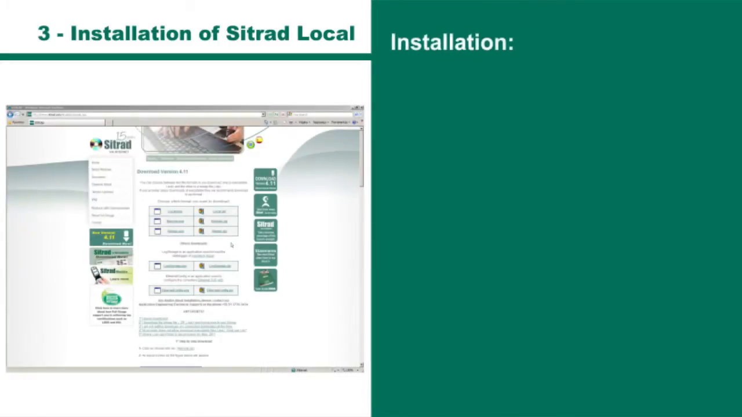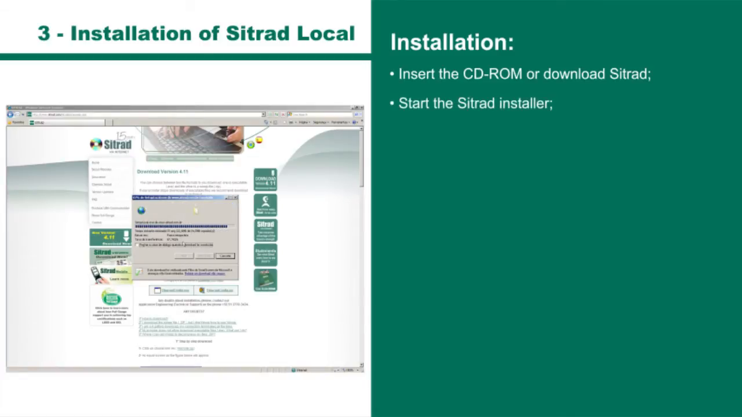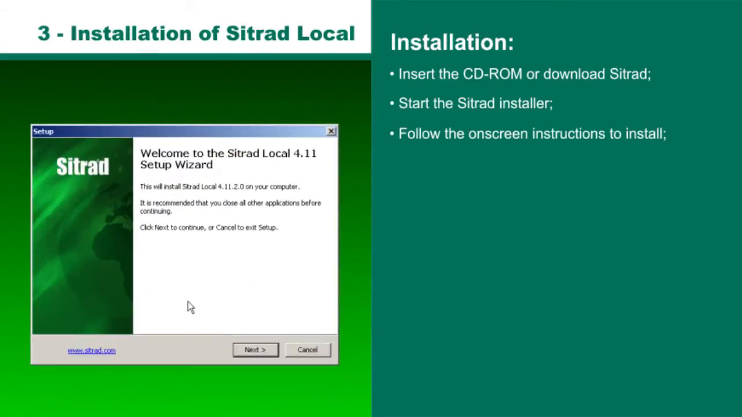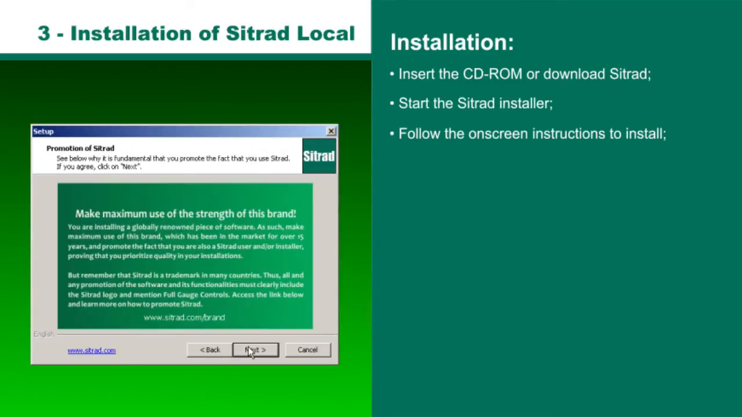Installation of Sitrad Local. Insert the CD-ROM or download Sitrad on the link below in video descriptions. When the CD-ROM is inserted, the installer automatically runs. If you've downloaded it, open the file to start the installation. Follow the on-screen instructions to install. If in doubt, refer to the manual or access the user's guide in the installation and configuration section. Other Sitrad modules are also available on the installation CD-ROM and on the software site.